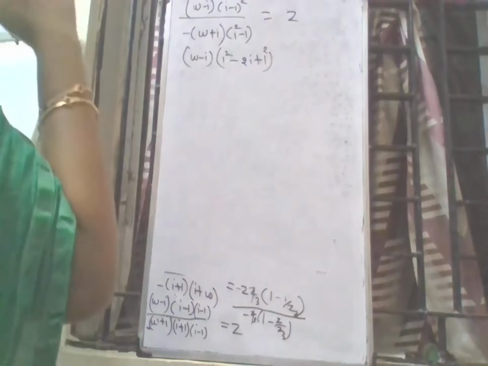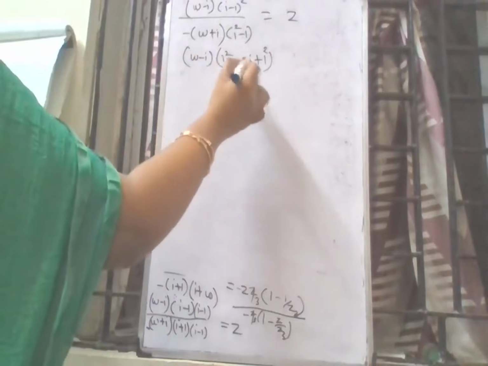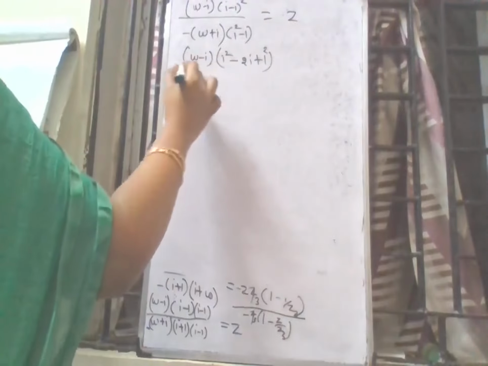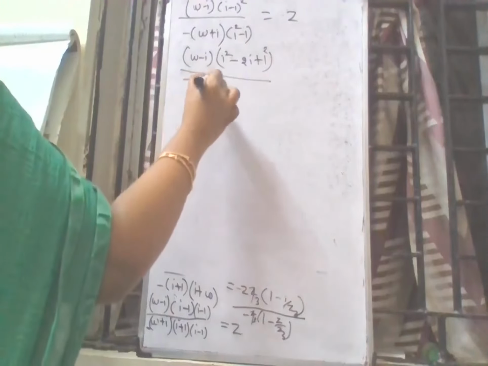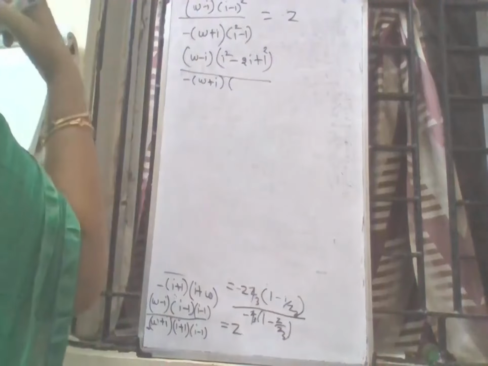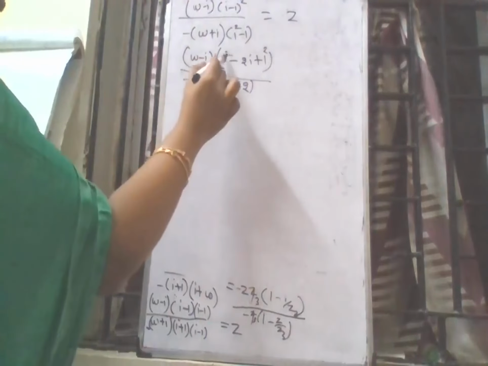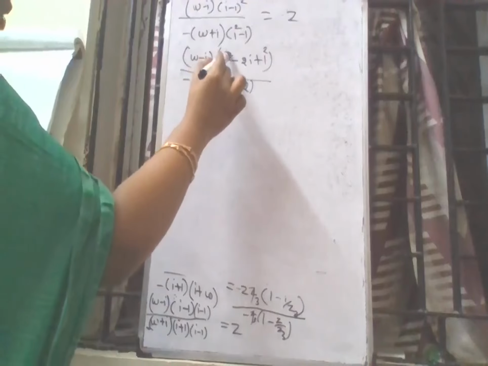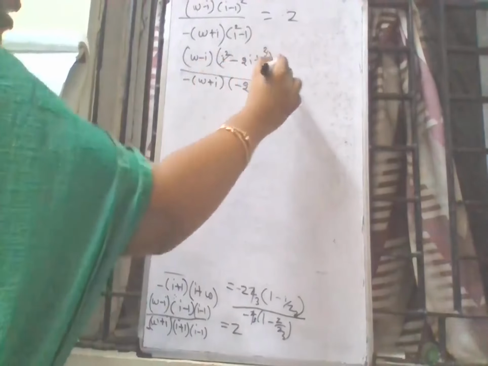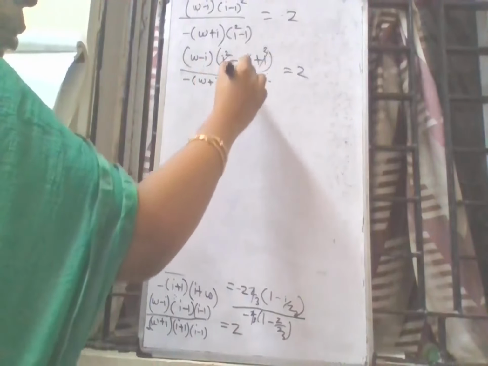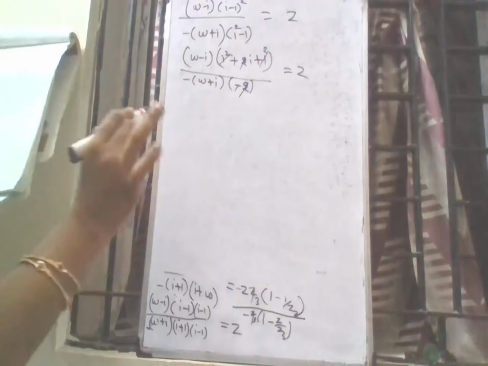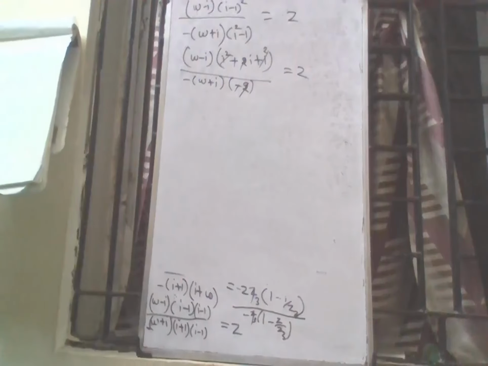Okay, b square, no, this is i square, a square minus 2ab plus b square. Denominator: minus of w plus i into i square, which is minus 1, isn't it? I'll get minus 2. I square is minus 1, isn't it? So can I cancel this and this? Equal to z. Can I cancel 2, 2, minus minus? So what do I get here? Z minus i, yeah.